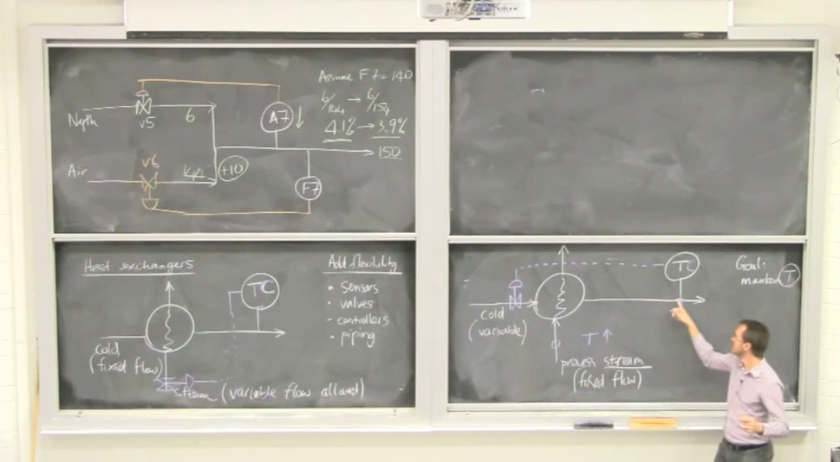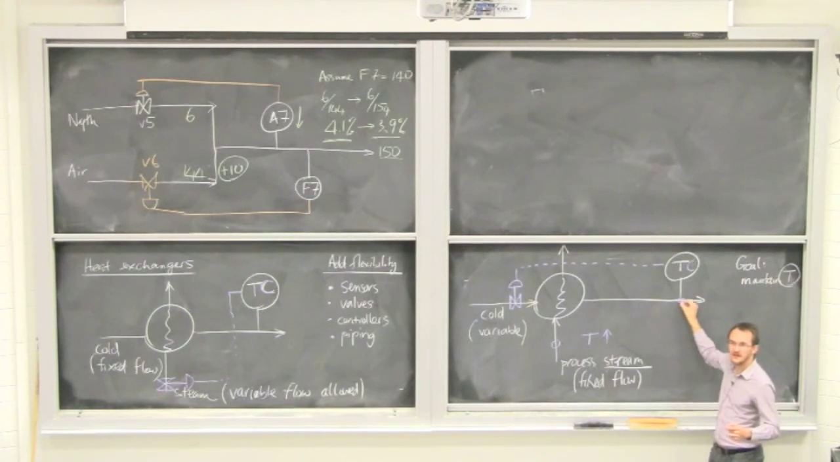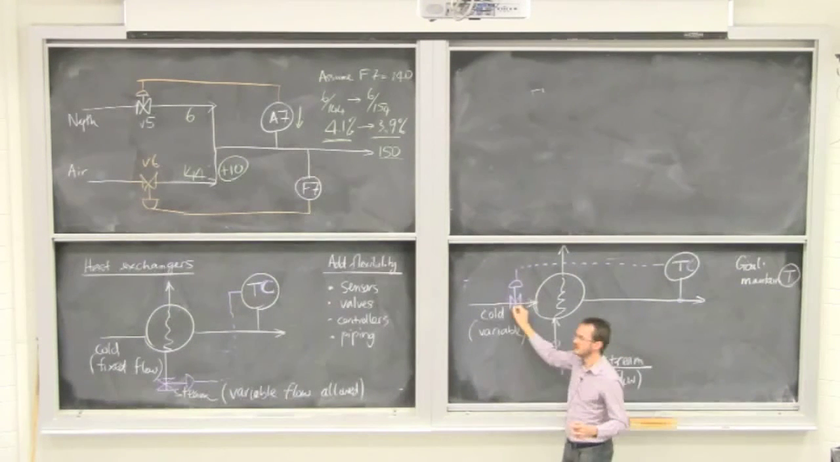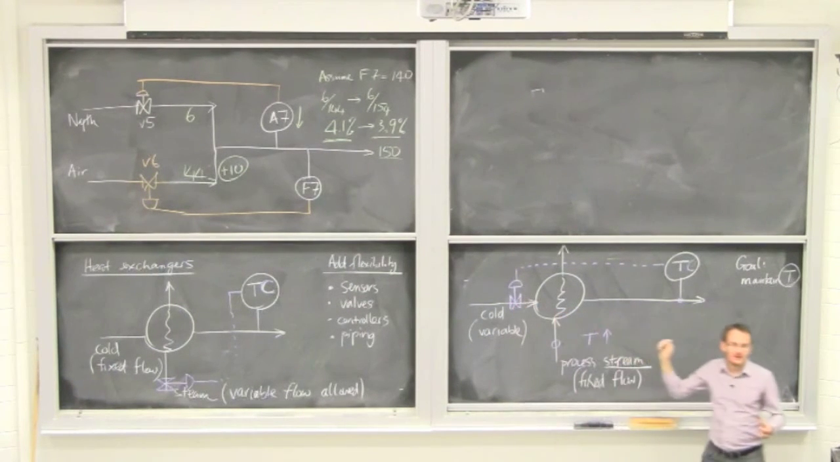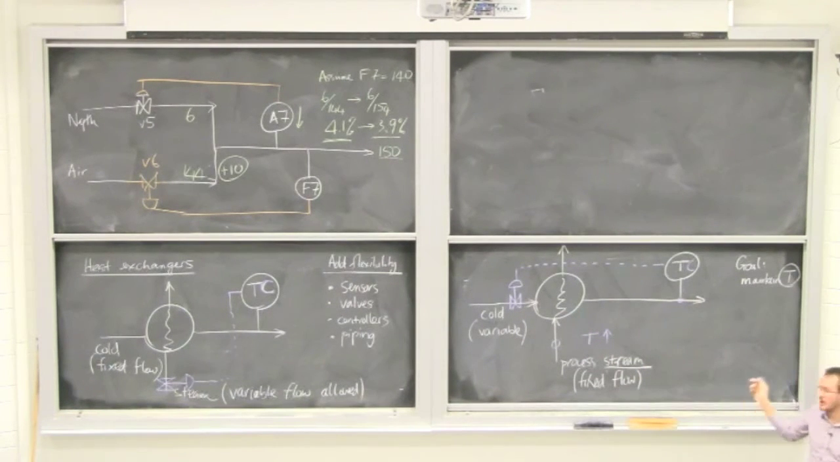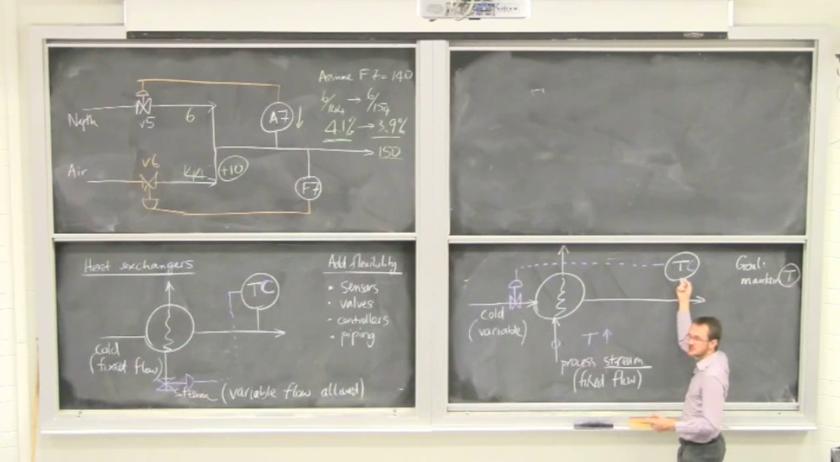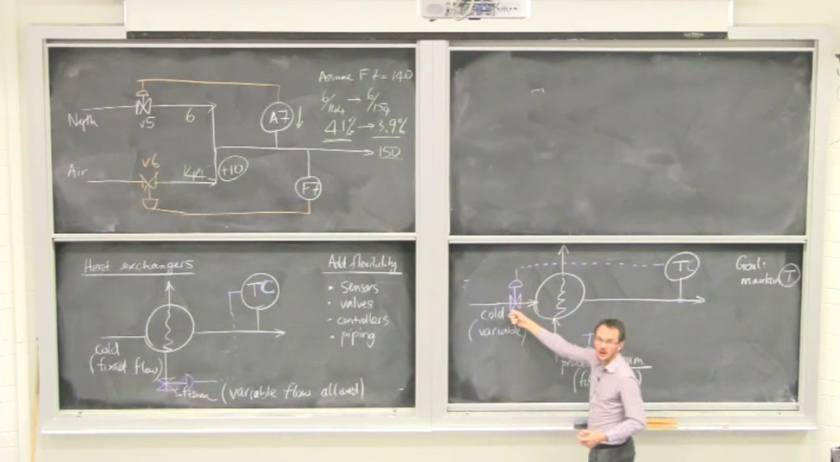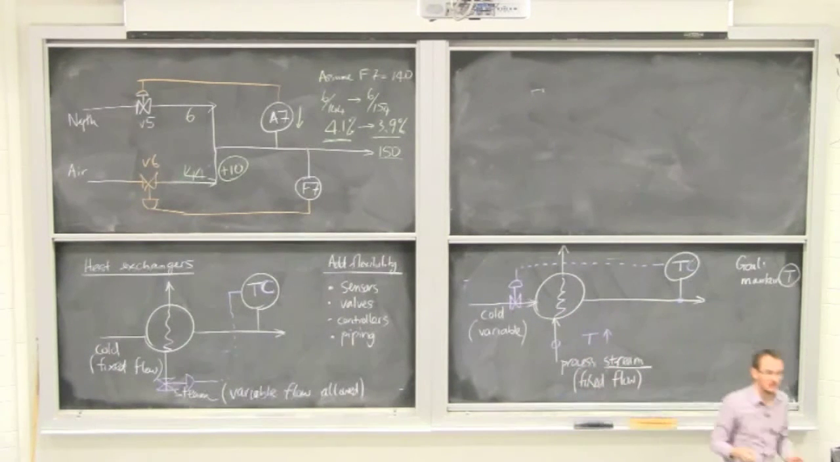Okay, so this temperature rises, and then what's going to happen back here? Open or closed? Open. Okay, so we let more cold in. So that seems to work, at least on paper, right? And the converse would also work the other way around. If this temperature dropped, we would sense that temperature lowered over here, and we would close that valve, putting less cold stream in. So it seems to work, right?